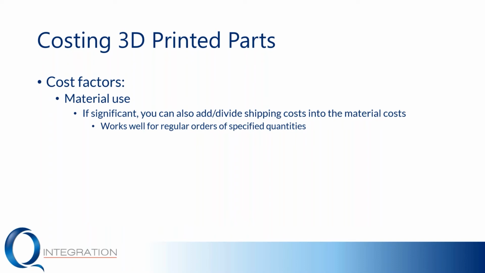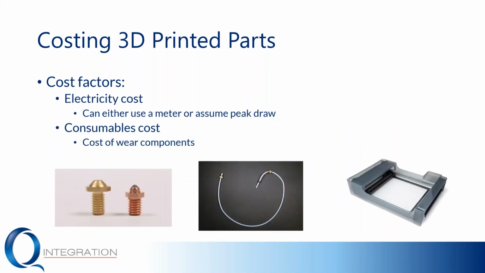If it's significant, you can also add or divide shipping costs into the material costs or anything else you're doing. I know I do this for our sintering gases. This works really well for regular orders of specified quantities. Say you're going to be printing lots, so you're ordering filament every quarter, a pallet of say 50 spools. You can divide that into your material costs as well for your calculations to get an even more accurate return on investment or costing calculation.